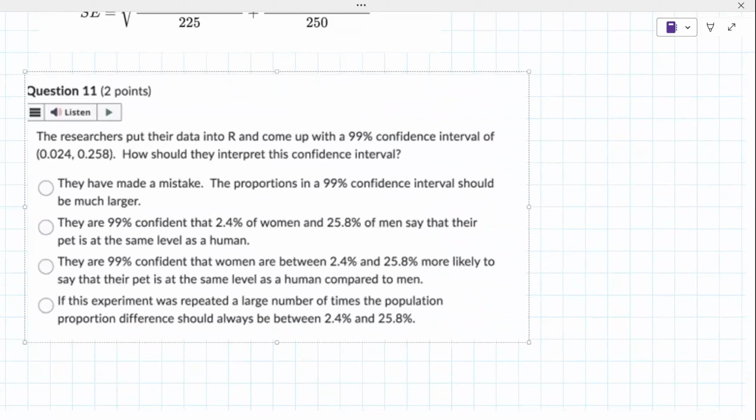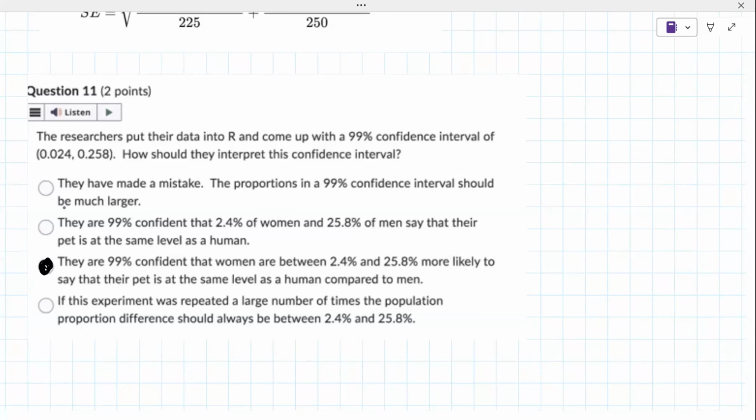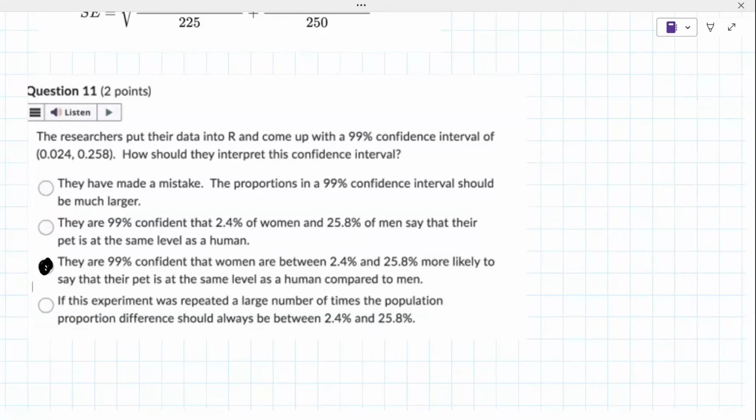All right. So they're saying, hey, here's the confidence interval. Here it is right here. All right. How should they state it? So the answer, it's a standard language that they're looking for. It's actually, we are 99% confident that women are between these two percentages that are given, more likely to say their pet is the same level as a human compared to men. It's the standard language where you basically repeat what is in the null hypothesis. You can see that B says men instead of women, but it's the women that favor the pets, at least according to this study.